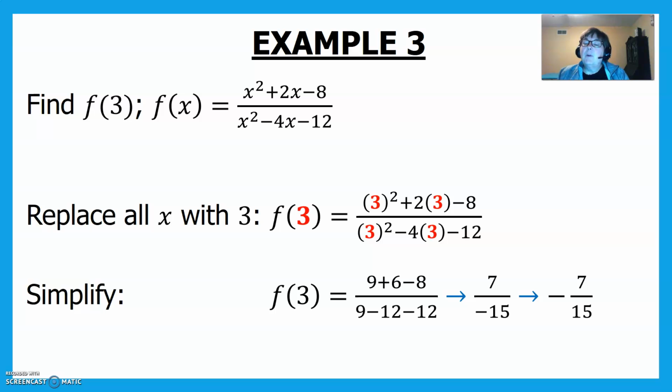So again, remember, if one of the numbers is negative, we pull that out in front. So I end up with negative 7 over 15. And that's just like the slang math versus proper math again. They're both right. It's just the negative out in front looks better.